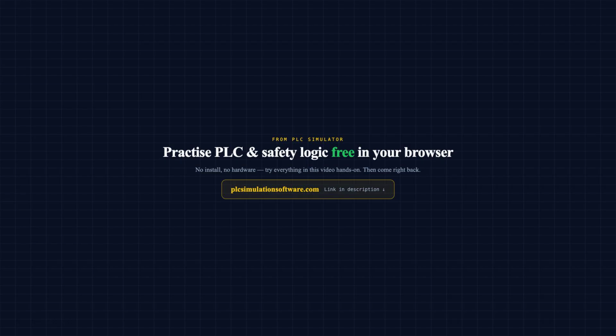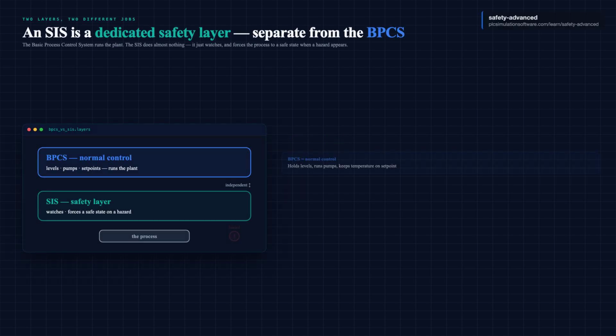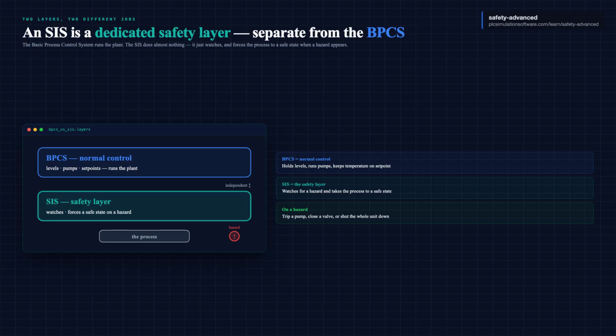Now back to the safety layer. So what is a safety instrumented system? It is a dedicated safety layer, separate from the system that runs the plant day to day. That everyday system has a name, the Basic Process Control System, or BPCS. The BPCS holds the level, runs the pumps, keeps the temperature on set point, is doing normal control.